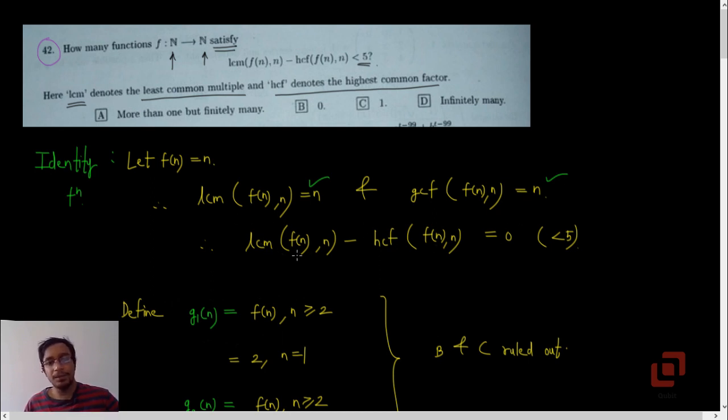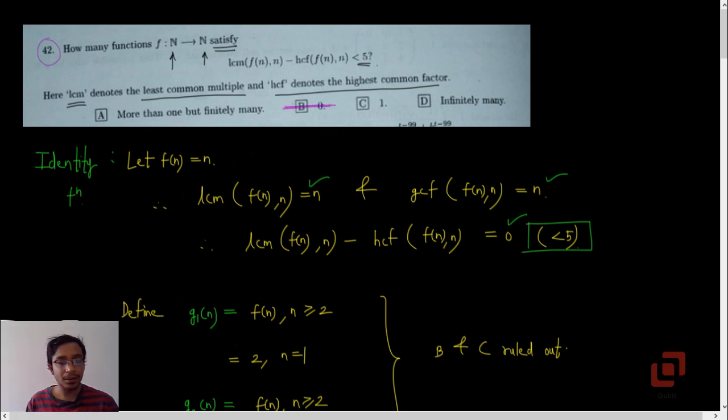So if you subtract LCM of f of n comma n minus HCF of f of n comma n, that will be equal to 0, which is less than 5. So we have got one such function, that is the identity function, for which LCM of f n and n minus HCF of f n comma n is less than 5, it is equal to 0. So we have eliminated the possibility B, that there are no such functions.